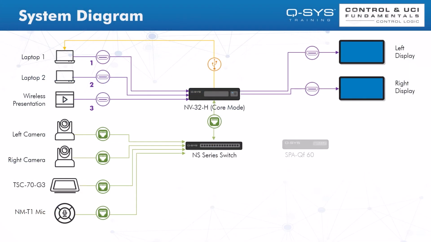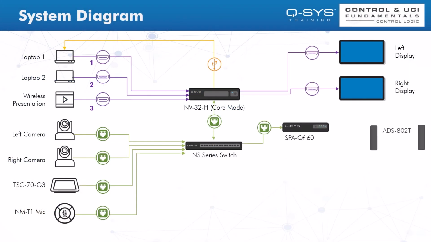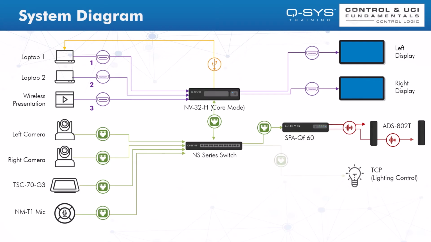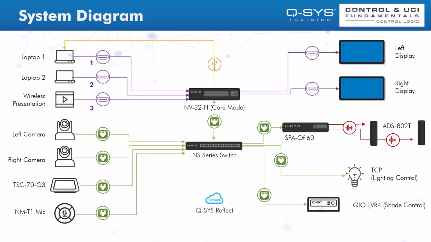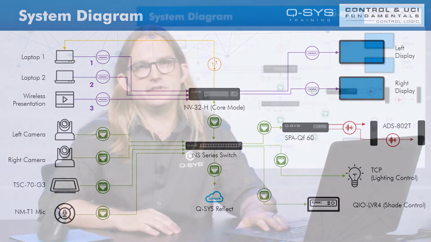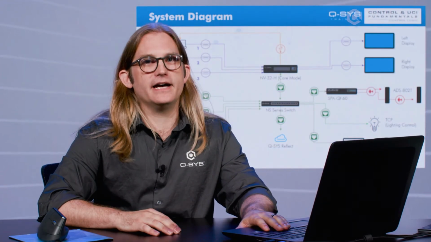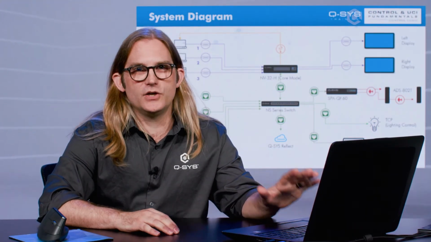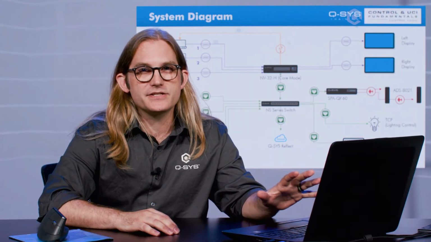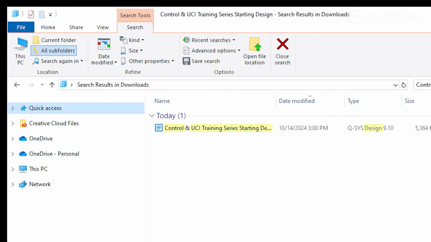Now, we also have an amplifier and our 2 loudspeakers that we mentioned. We're going to be splitting the audio out from the displays to those loudspeakers so we can give our really good business some really good audio. We'll also have the lighting control that we need to establish and the shade control. And then last but not least, we want to remember that everything is being reported to the cloud via Q-SYS Reflect. Now, that's what we've got going on hardware-wise. Let's actually take a look at the design.